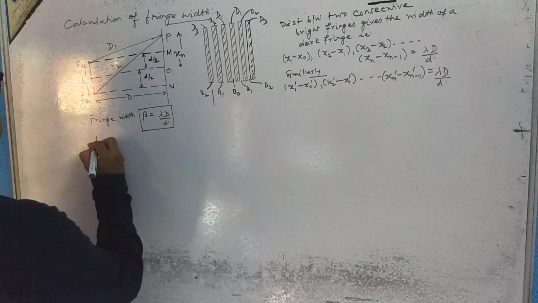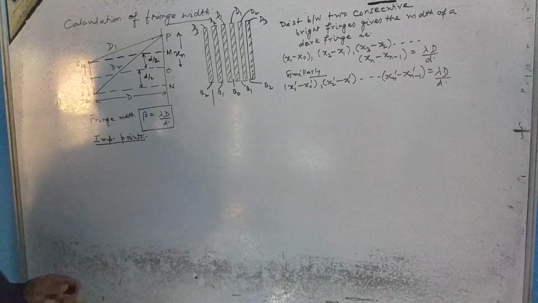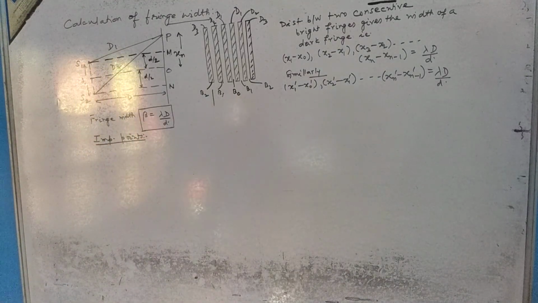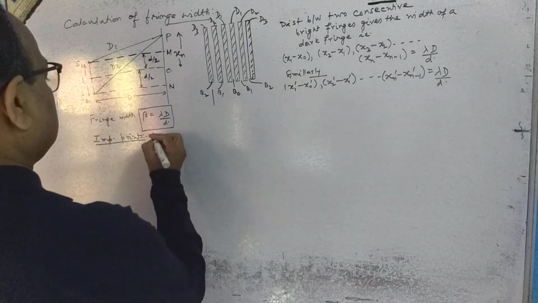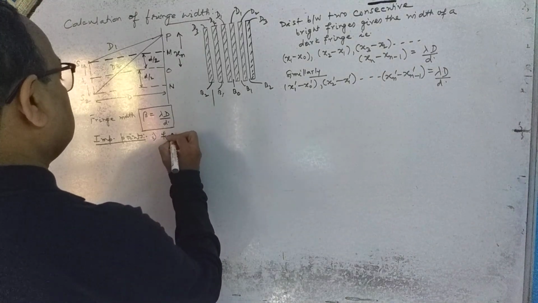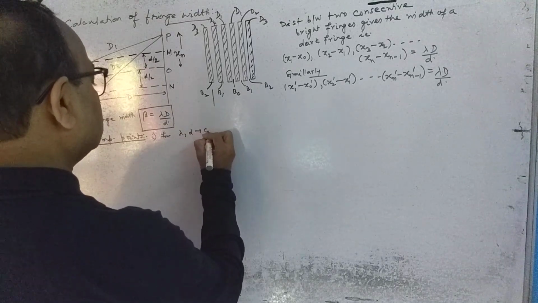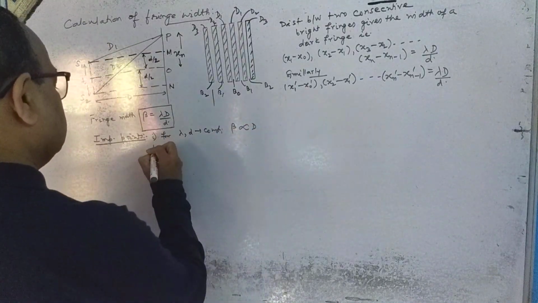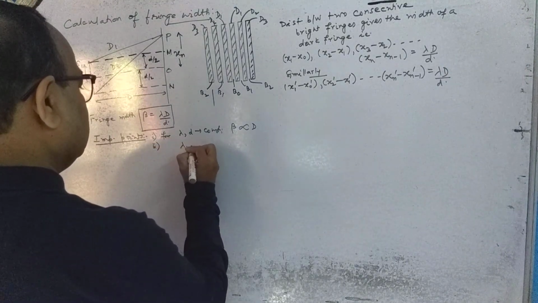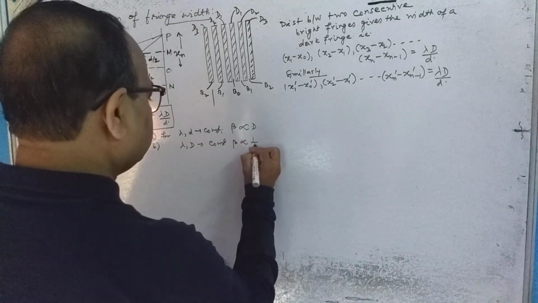Now, let us discuss some important points that can be noted. Number one, first point: for lambda and small d to be constant, beta is directly proportional to capital D. And number two, for lambda and capital D to be constant, beta is inversely proportional to small d.